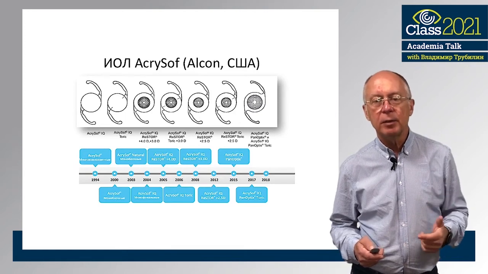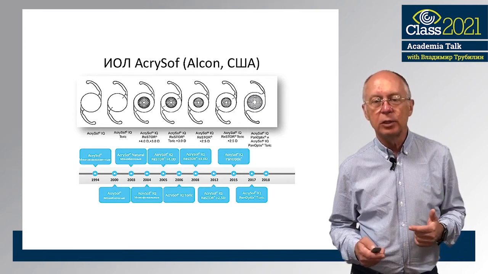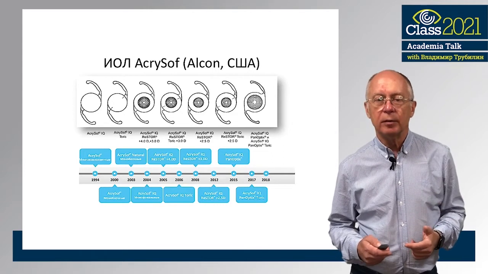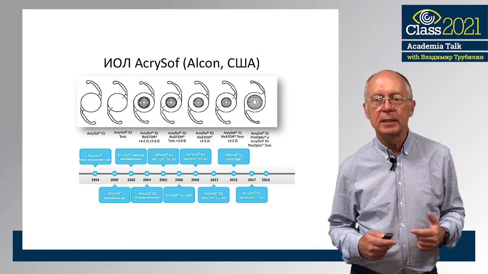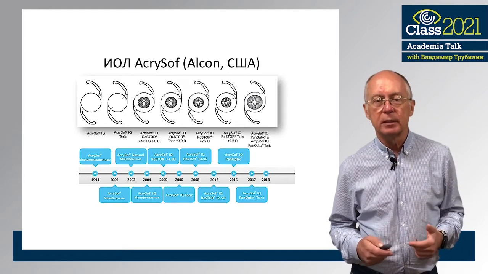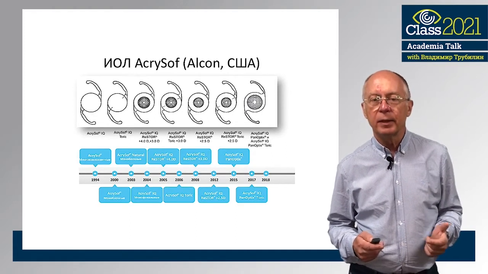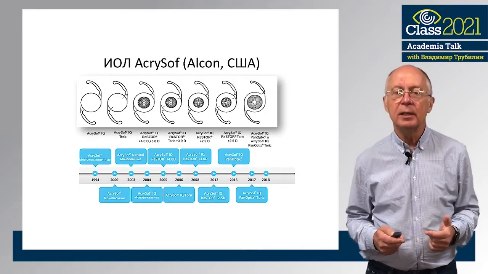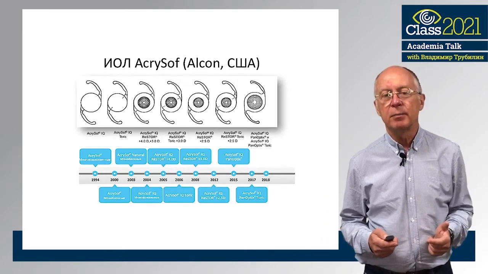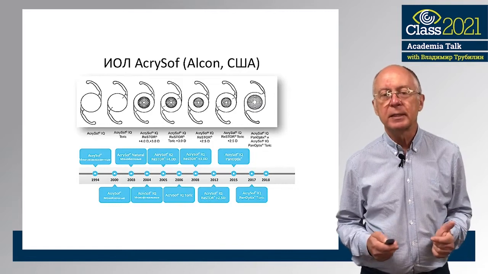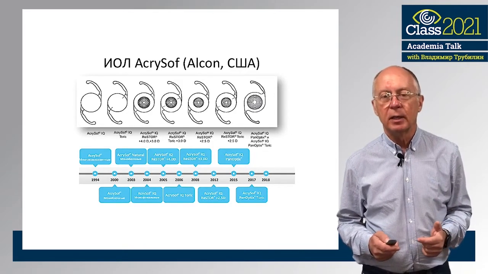At the moment, and since 2007, we have been using in our practice trifocal panoptics lenses, and at the very top of this range of lenses by Alcon is panoptics with a toric design, which allows us to correct ametropia and astigmatism.